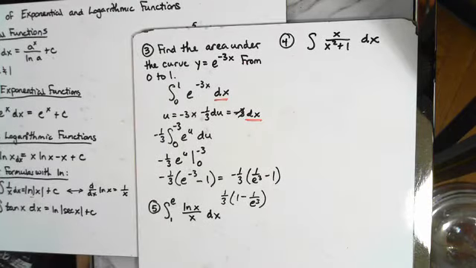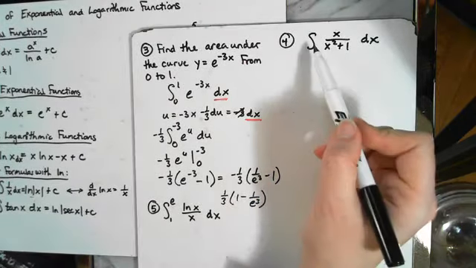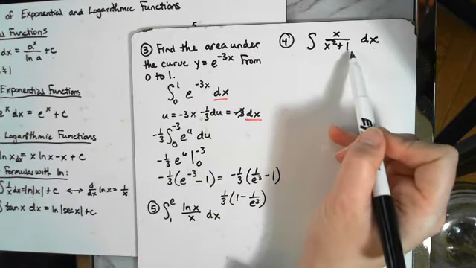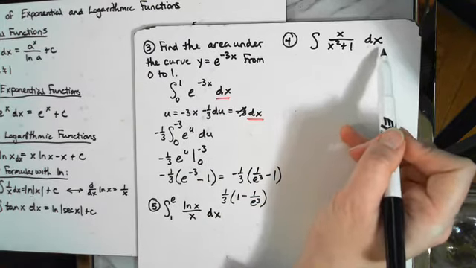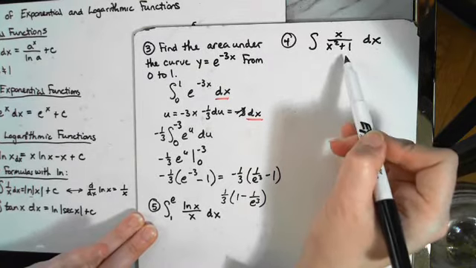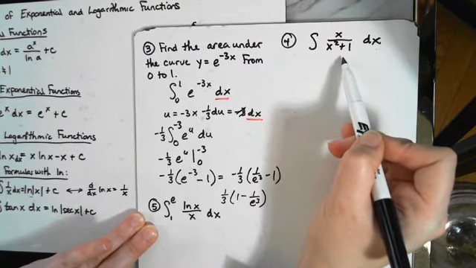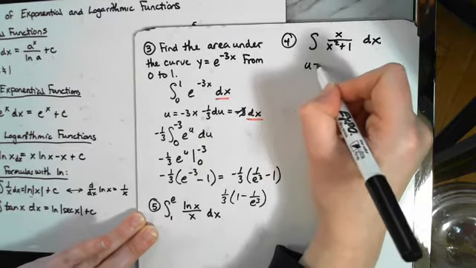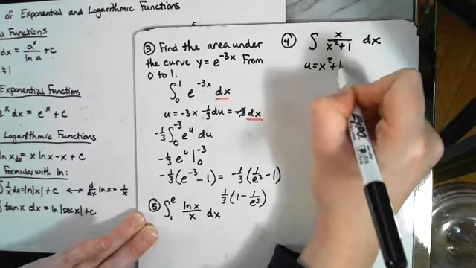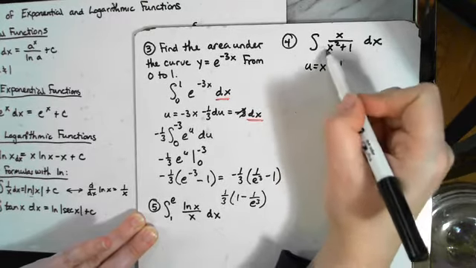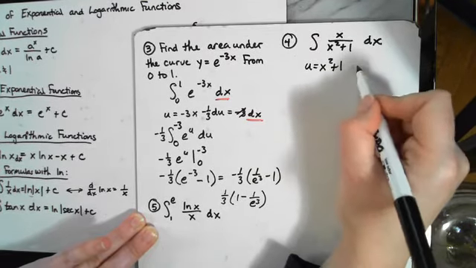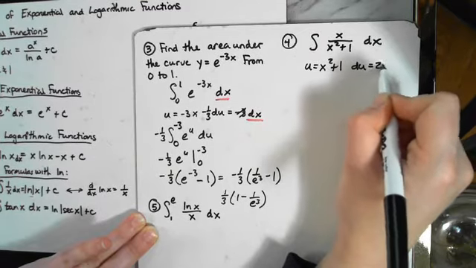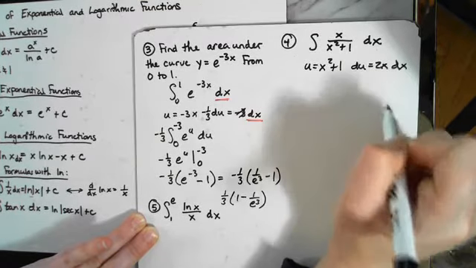So looking at example 4, we had the integral of x over x squared plus 1 dx. Now remember, we don't actually have a quotient rule to do this integral, so we can't simplify it, but we can try substitution in this. So I'm going to let u equal x squared plus 1, because that's the more complicated one here. And I'll find that du equals 2x dx.